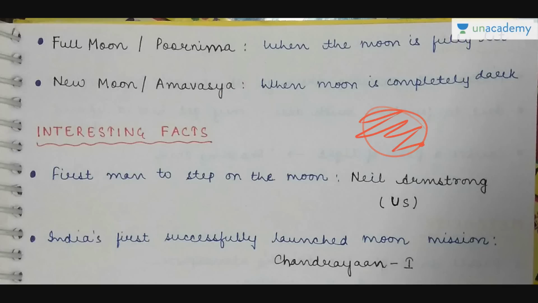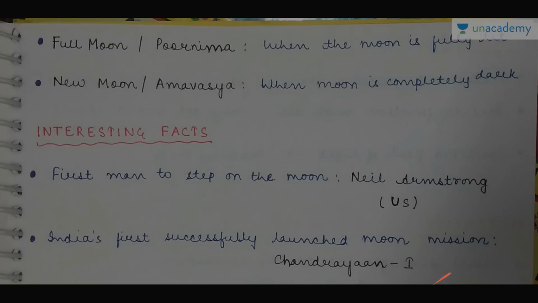Now some interesting facts: who was the first man to step on the moon? Neil Armstrong from the United States. And India's first successfully launched moon mission was Chandrayaan-1. You should know these names.